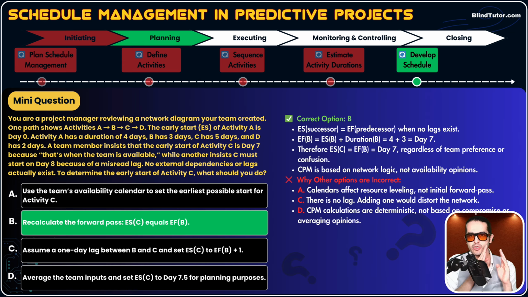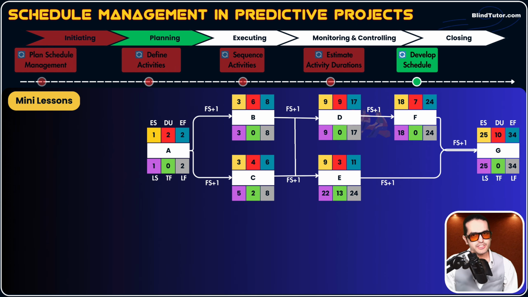We had the forward pass. We went from left to right. Now we want to come from right to left, from the last activity to the first activity. Let's get it done. All right, guys, let's continue CPM with the backward pass.